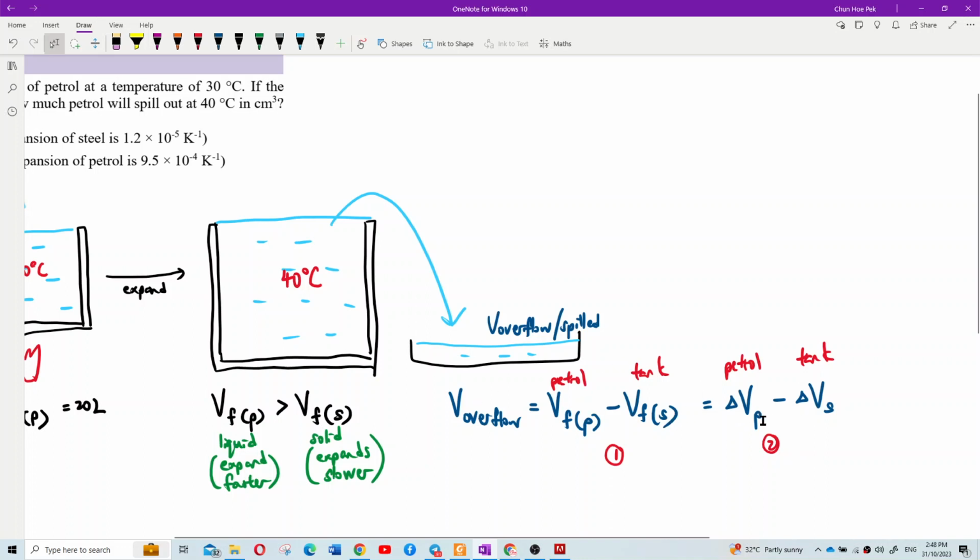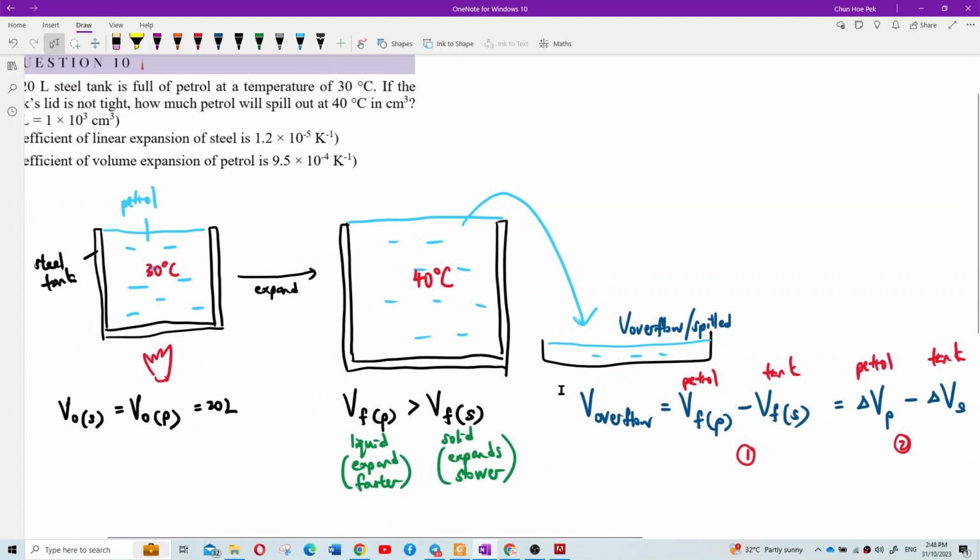So petrol expands faster than the tank. How much faster? Find the difference in their change of volume. That is the volume overflow. Understand?